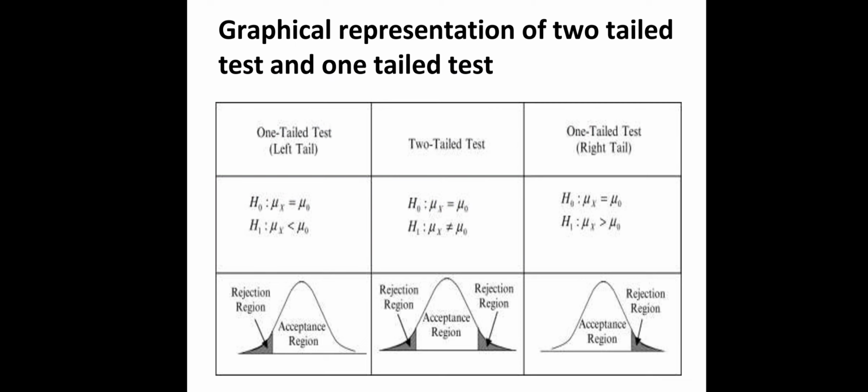Okay, and this is some kind of graphical representation of where our acceptance region and rejection region lie. So you can see that in a two-tailed test our rejection region lies on both sides of the probability distribution curve, whereas in a right-tailed test, our rejection region lies on the right-hand side, whereas in a left-tailed test, our rejection region lies on the left-hand side.